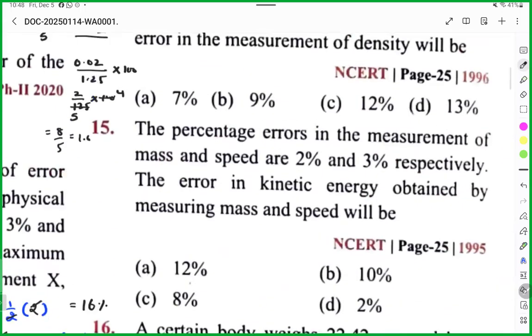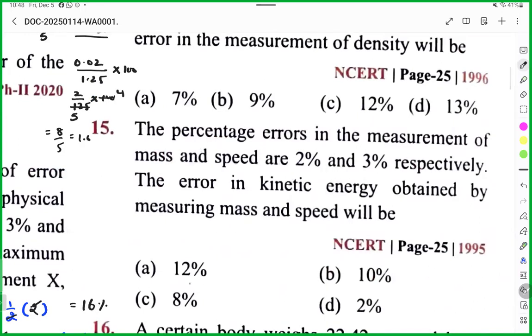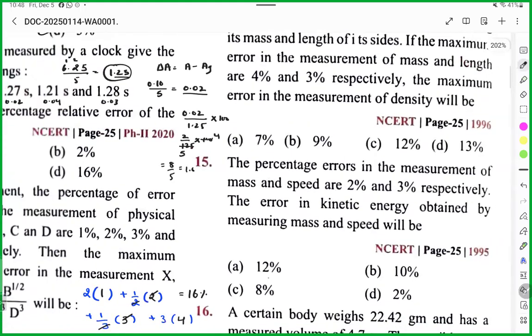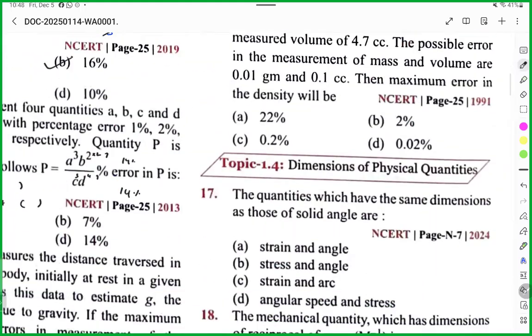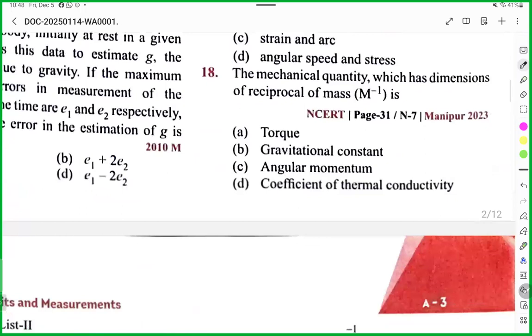And there are many questions, but let me first finish the Vernier caliper and screw gauge, because these are the main topics we are left with. We have to solve a lot of questions.